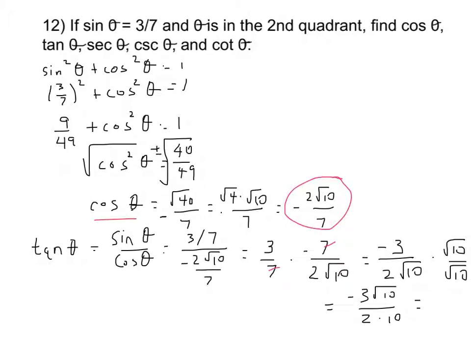So here what I end up with is negative 3 radical 10, or square root of 10, divided by 20, like that. And that would be the answer for my tangent of theta. So now I have that the sine of theta is equal to 3/7, and I have that the cosine is negative 2 square root of 10 over 7, and I have that the tangent is negative 3 square root of 10 over 20.